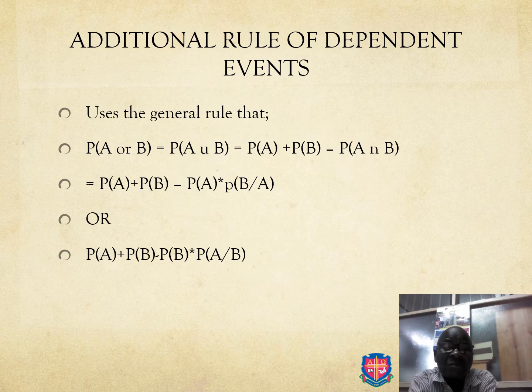So that means the intersection part of it you can substitute by probability of A times probability of B given A, or probability of B times probability of A given B, which we have already seen above. So that is the addition rule of dependent events.